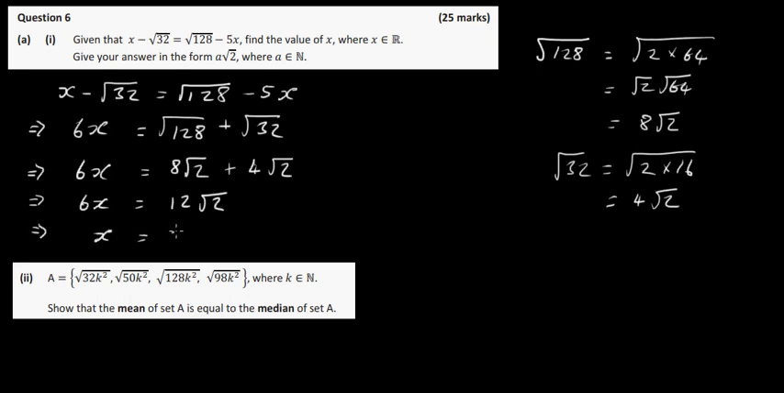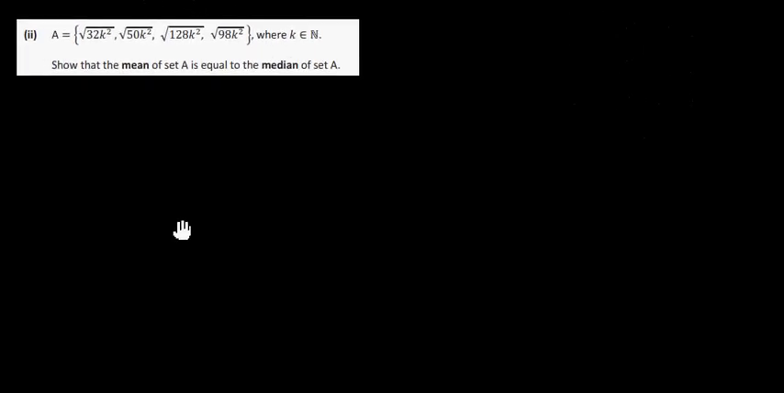Divide by 6, so that will give us 2 root 2. And that's it. We've given our answer in the form a root 2, where a is a natural number. Our natural number here is 2. That's it. Okay, so let's move on again.